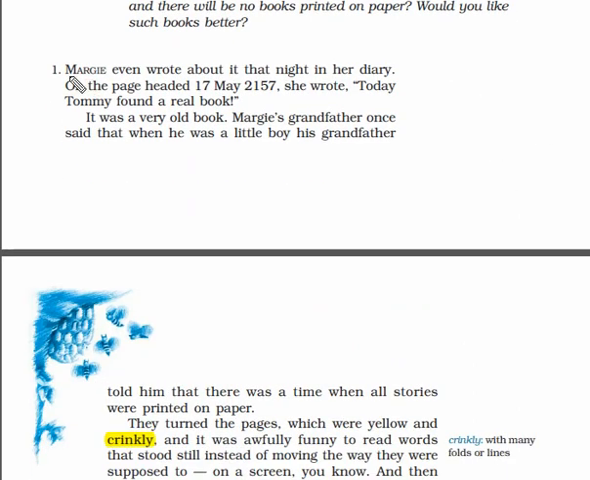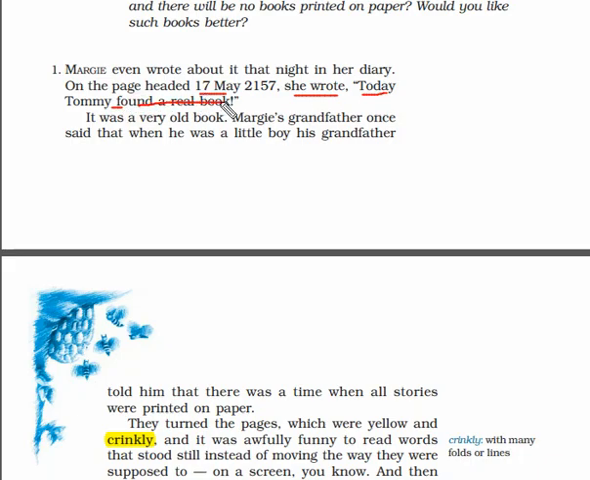First paragraph: Margie even wrote about it that night in her diary. Remember, that night, wrote, and diary. So Margie was writing her diary. You should know the format of a diary, because for writing skills you should remember how to write a diary. On the page headed 17th May 2157. She wrote in her diary whatever experience she had that day.